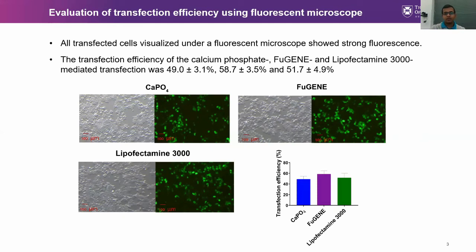The transfection efficiency of the calcium phosphate, FuGENE, and Lipofectamine 3000 mediated transfected cells, measured by eGFP fluorescence intensity, was 49, 58, and 51% respectively, which is more or less similar.